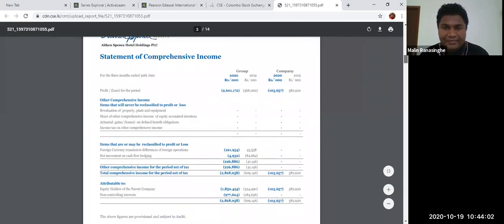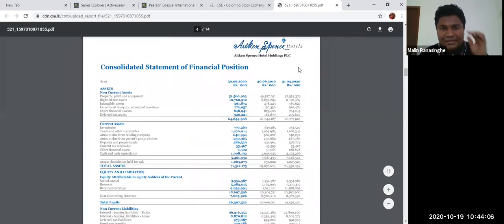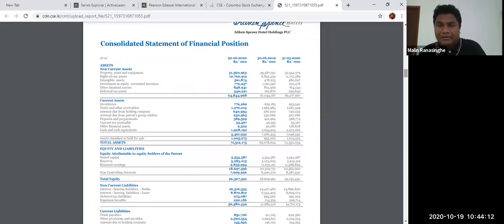SOFP wise, you can see profit for the loss, same thing. Financial statement, consolidated financial position. Look at the current assets section and current liability section. Then we can find out whether this company is bankrupt or not. Okay, the group wise, group company holding, you can see last year and this year.